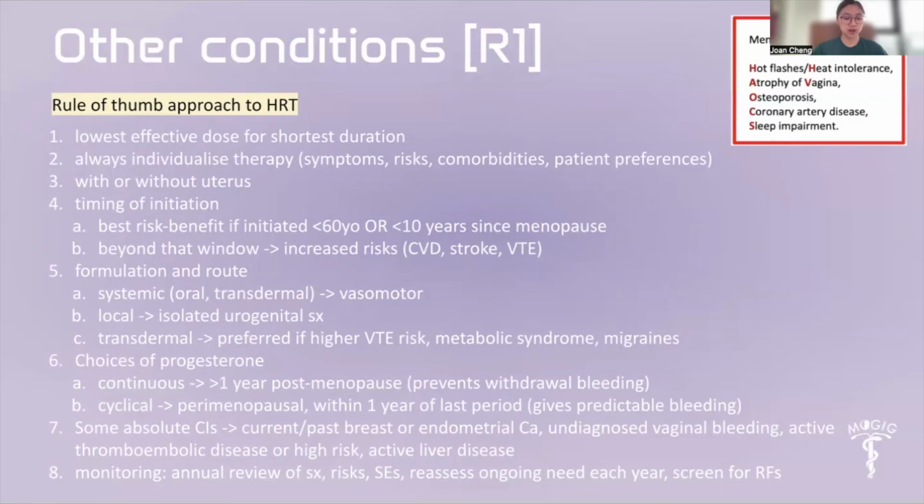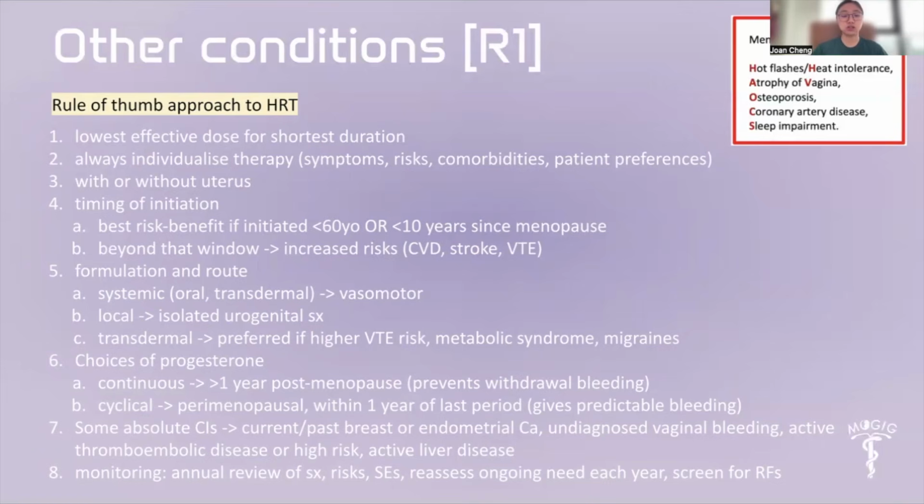In terms of choosing the progesterone, so you got continuous and cyclical. So you usually want to start with the cyclical one when you're in the perimenopausal phase, so within 1 year of the last period, because it gives predictable bleeding. Whereas after 1 year, you can transition to continuous progesterone that prevents withdrawal bleeding.